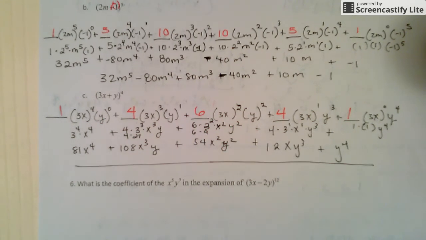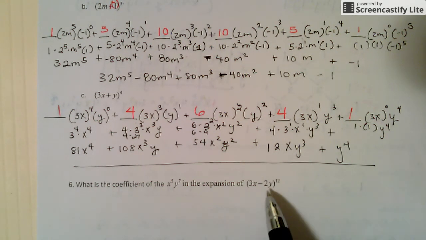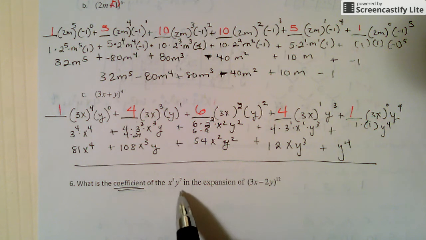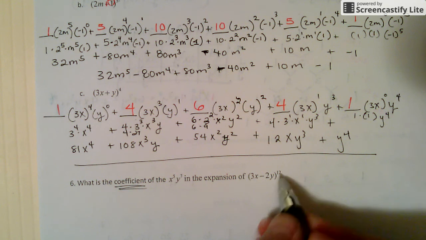Okay, so this next part, they don't want you to expand all of them because this is 3x minus 2y to the 12th power, and it's going to be this really long expansion. So they just said, well, what is the coefficient, the number in front, when you have an x^5, y^7? So to do that, this is what I'm going to do.